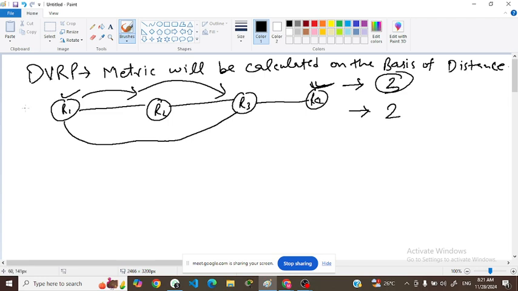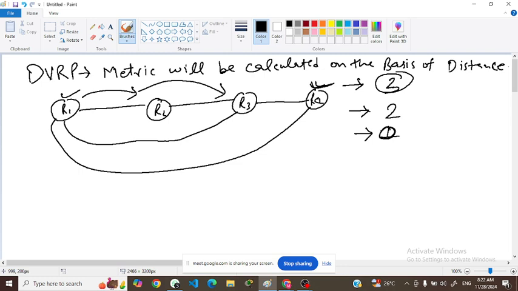Yeah, 2. If you are directly connecting it, what will be the cost? For the directly connected, it will always be 0. Is it clear, guys? How to calculate the cost?